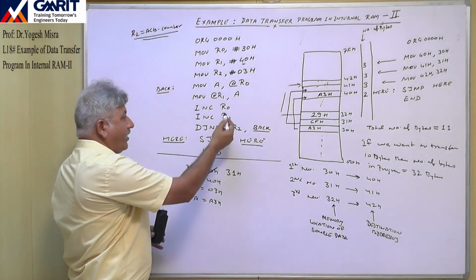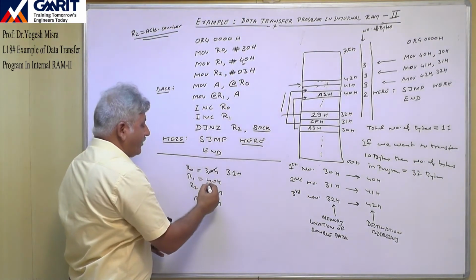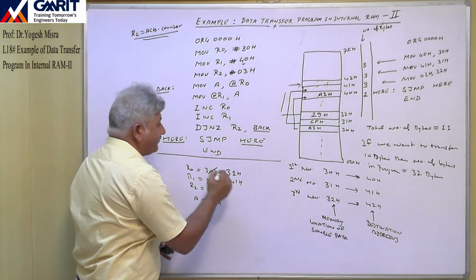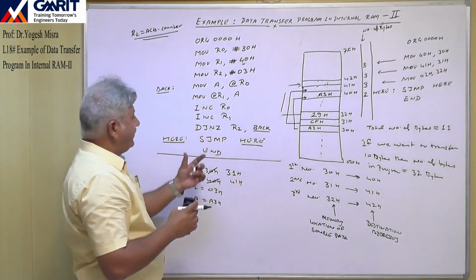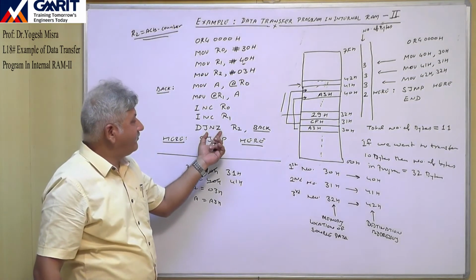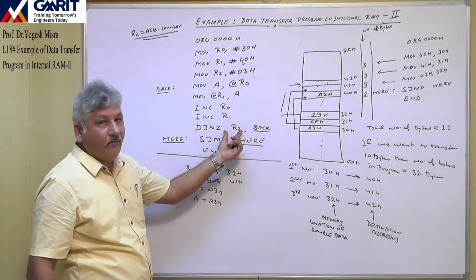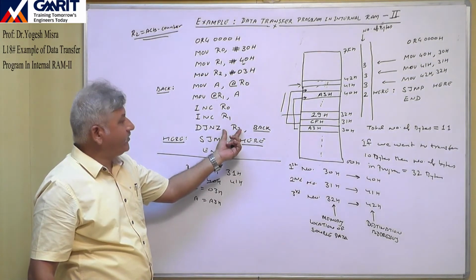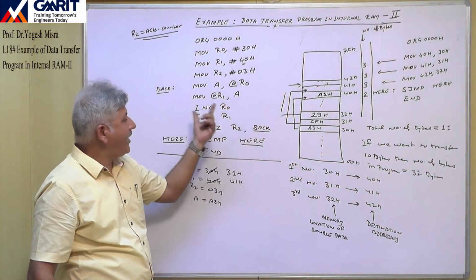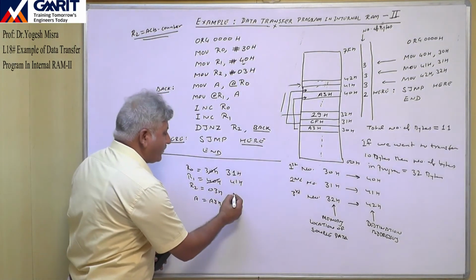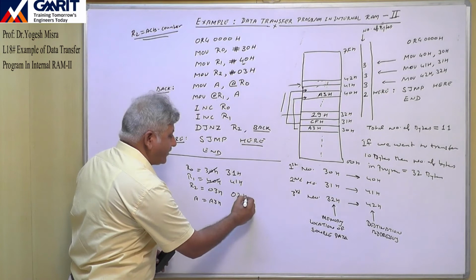Then next instruction, INC R1. So the value of the R1 register will be increased by 1. So earlier it was 40H, now it will become 41H. Then DJNZ R2. Decrease the value of R2 by 1. If it is not 0, then go to the label back. So now R2 is 03, it will be decreased by 1. So it will become now 02H.